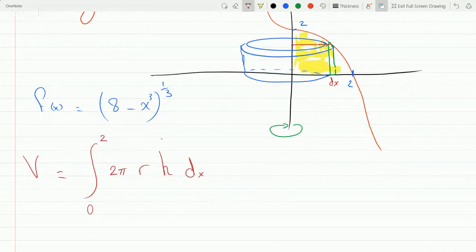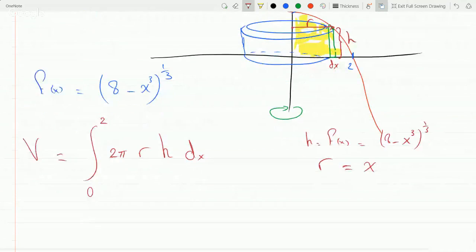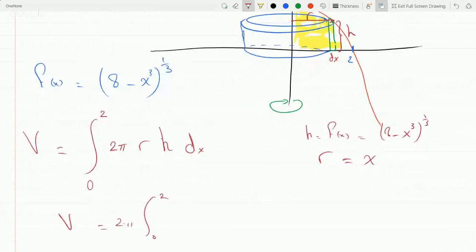Well, let's go to here. This is your R, to the strip. So this is your R. And H is just the height of the strip. The y for the graph, which is (8 minus x cubed) to the 1/3, and R is just, what do you think R is? R is x? R is x, yeah. Because the distance from there to. So then V would equal the integral from 0 to 2 of 2 pi x (8 minus x cubed) to the 1/3.